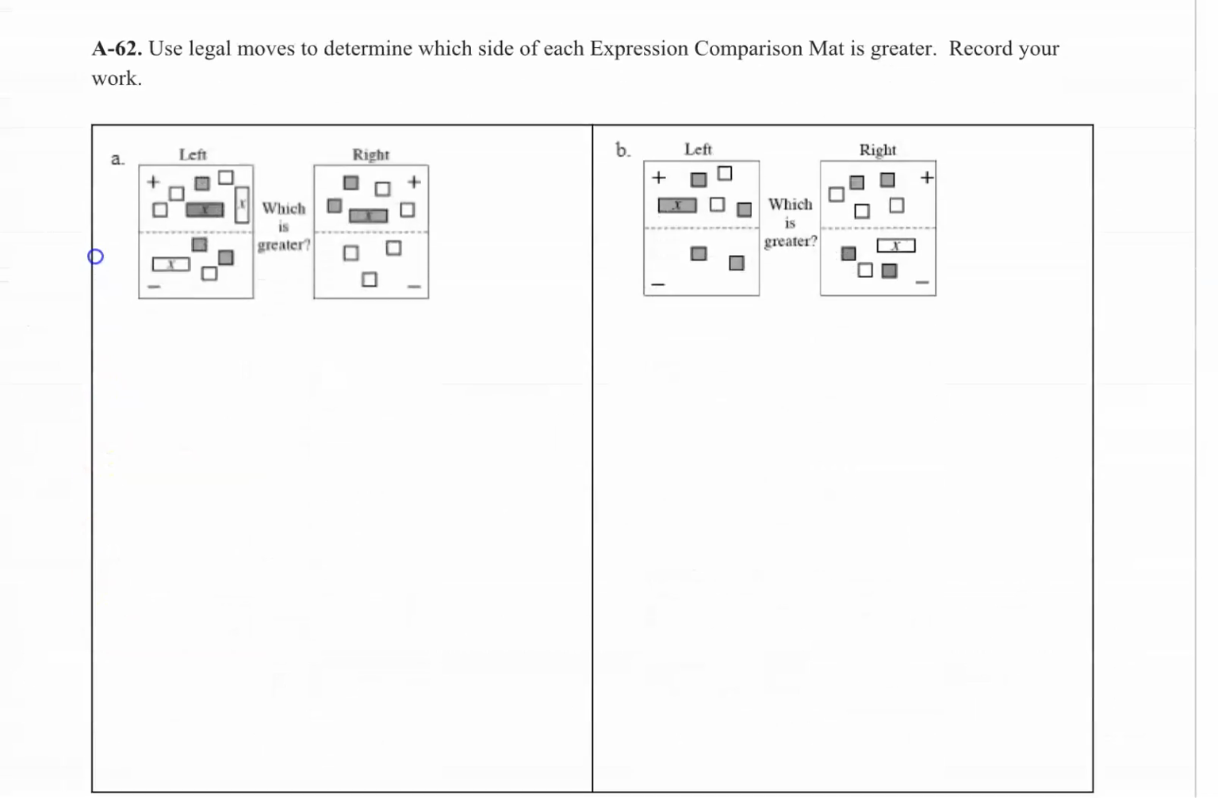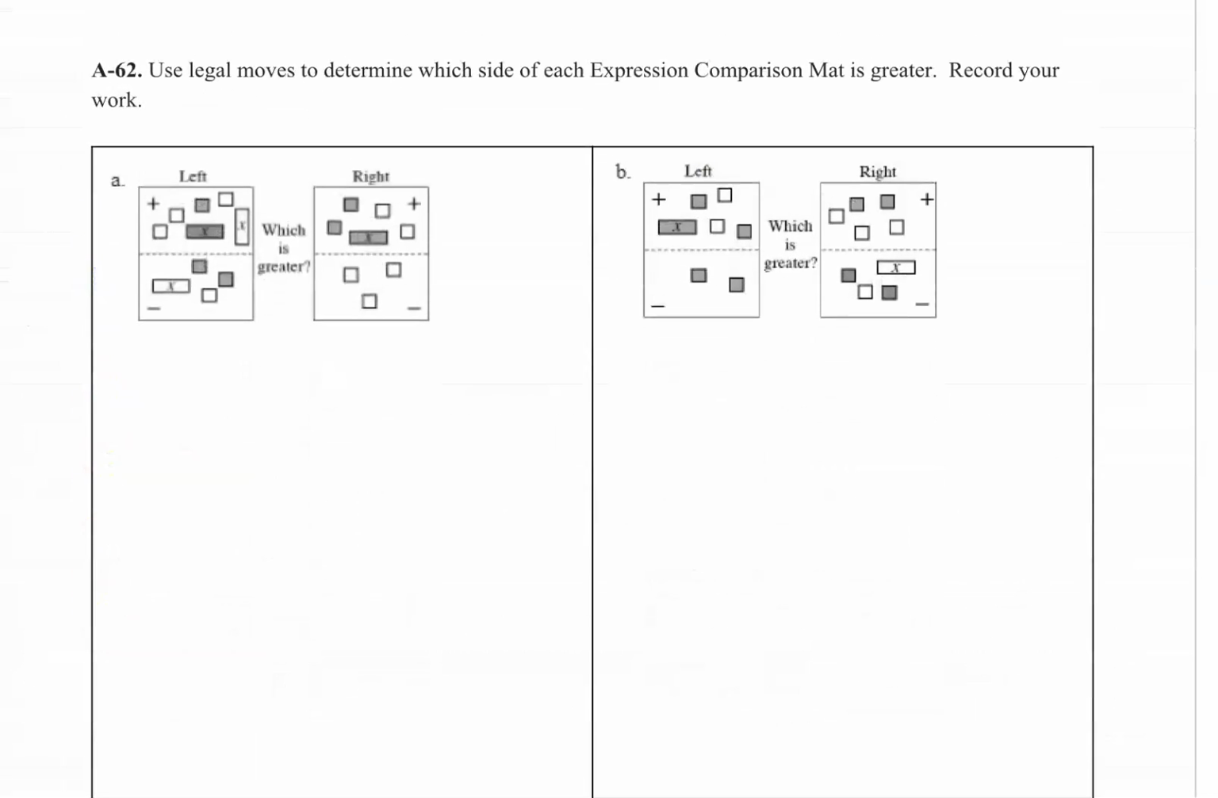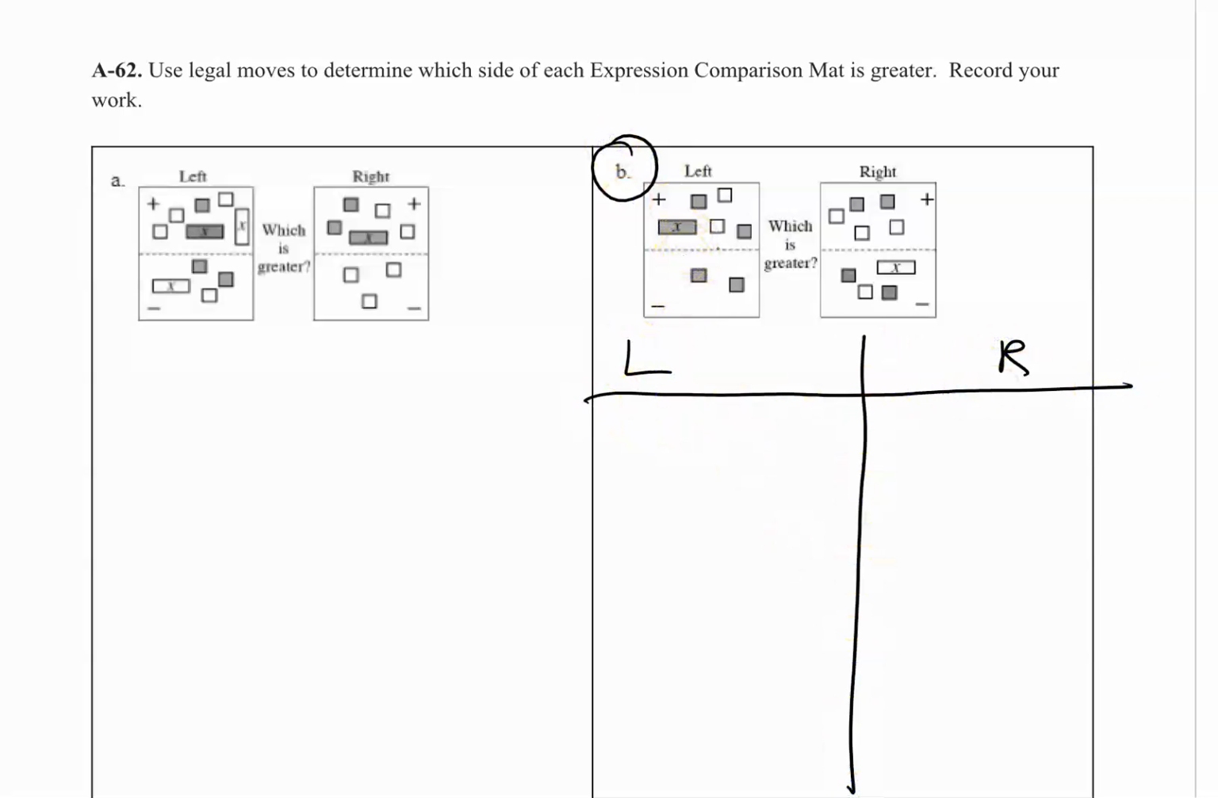Okay, 62. We've got 2, so I'll do part B. You can do A. X. We have one x tile, so let's make our little table.